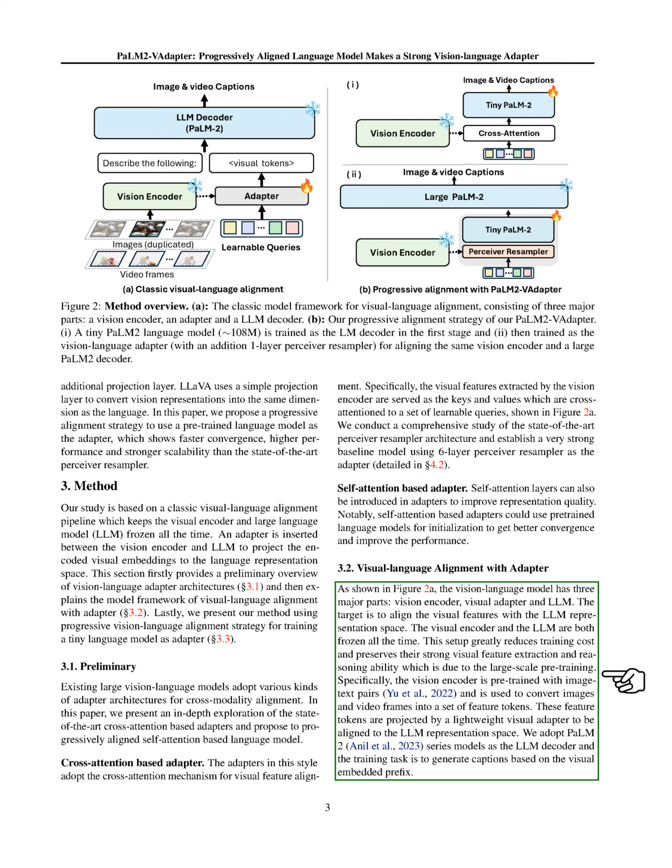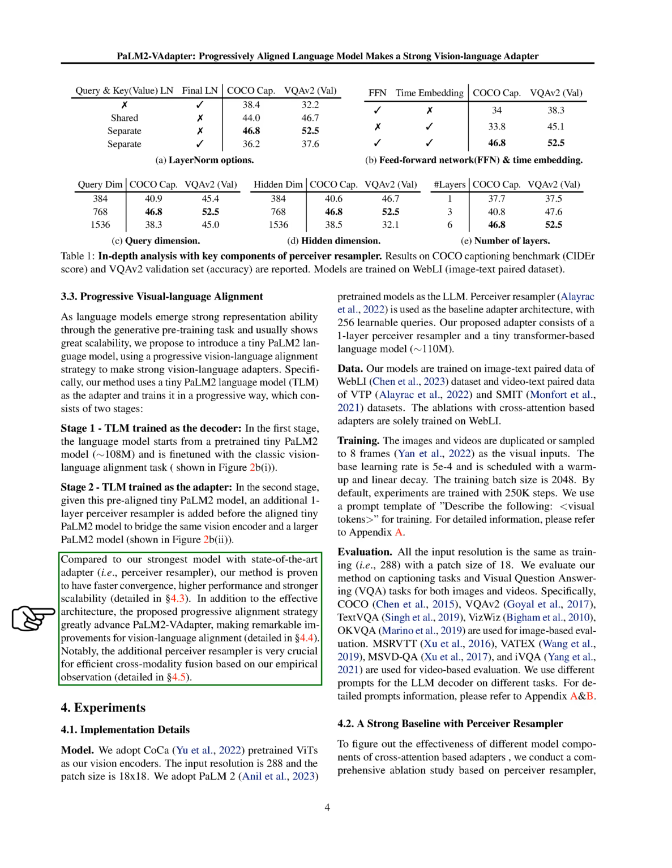Initially, the language model, starting from a pre-trained tiny PaLM2 model, is fine-tuned with classic vision language alignment tasks. Subsequently, an additional layer, a perceiver resampler, is added to bridge the same vision encoder and a larger PaLM2 model, showcasing faster convergence, superior performance, and greater scalability compared to the leading models with state-of-the-art adapters. This progressive alignment strategy, coupled with the effective architecture, significantly advances our PaLM2-VAdapter, achieving remarkable improvements in vision-language alignment.